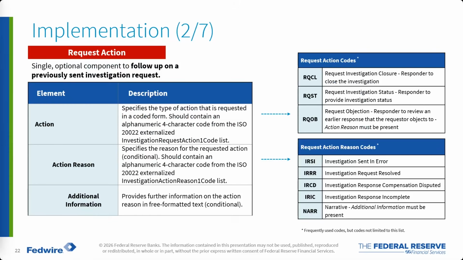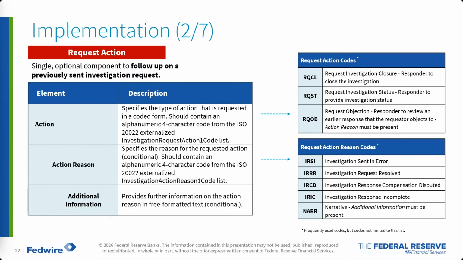Now, the action reason depends a little bit, obviously, on the use case. Are you closing the investigation? Are you following up? Are you objecting to the response? But you may use action reasons, and some of them definitely will resonate. You could send that you're closing your investigation, for example, for the first code, IRSI, because it was sent in error. You made a mistake, you sent a question to the wrong bank, for example. You can say, please close this investigation, I sent it by mistake.